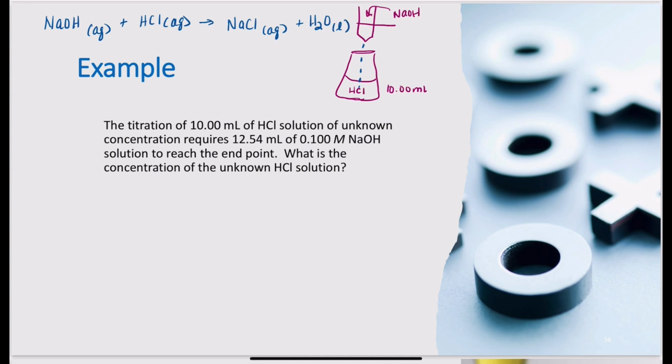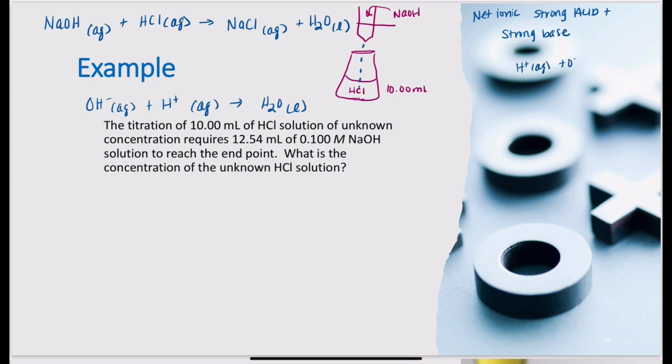If you want to look at the net ionic here, OH minus plus H plus gives you H2O liquid. Here's the trick. The net ionic of a strong acid plus a strong base is always H plus plus OH minus, giving you H2O liquid. No exceptions to that. It's kind of a little shorthand.